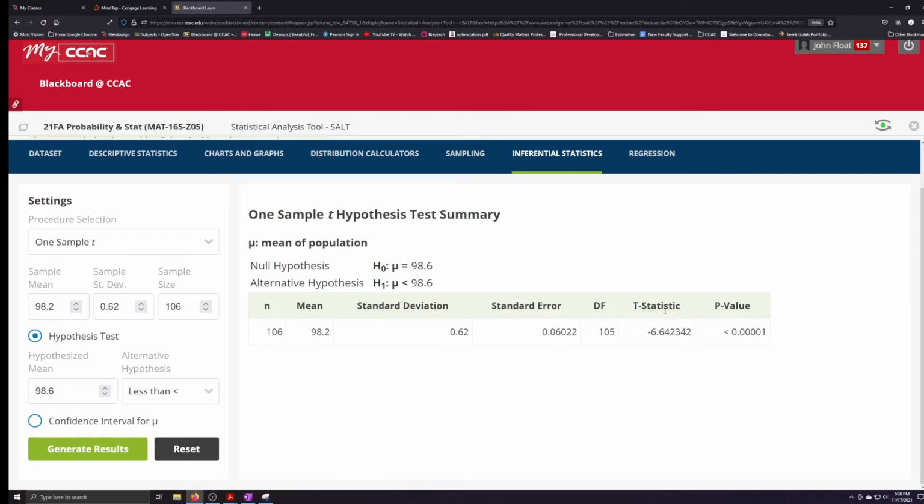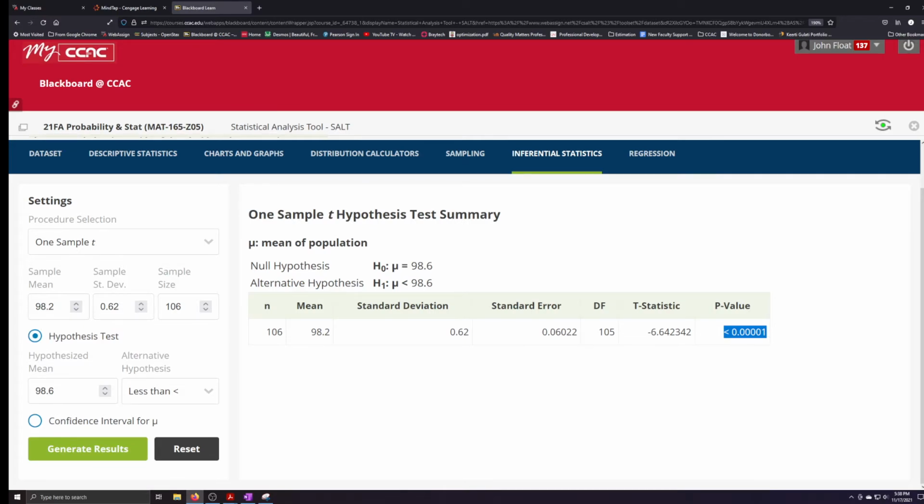But most importantly, look at our test statistic. Negative 6.64, which is exactly what we calculated. And look at our p-value. Our p-value, what this is telling you is it is smaller than 0.00001. It's so small. So when you compare that number to 0.05, obviously you're going to reject the null hypothesis.